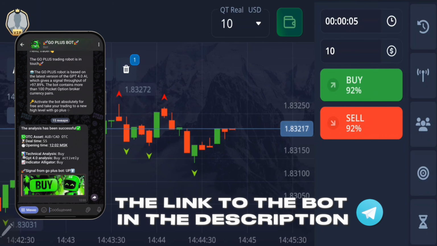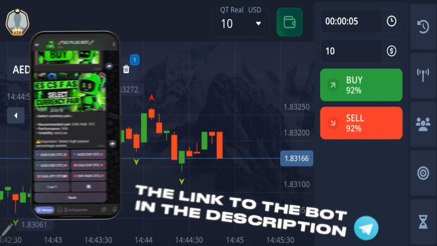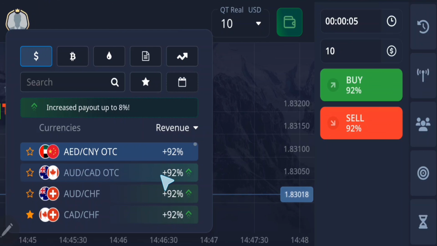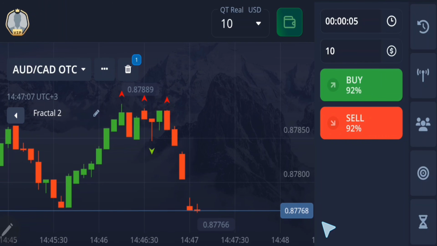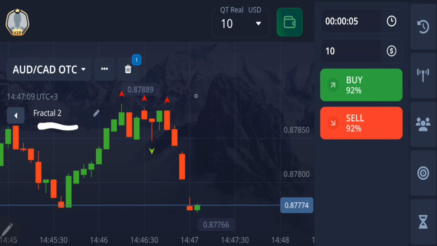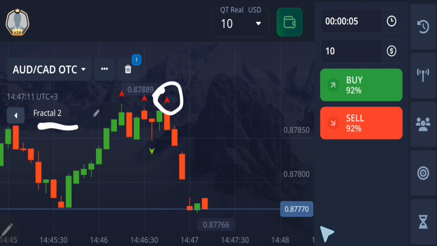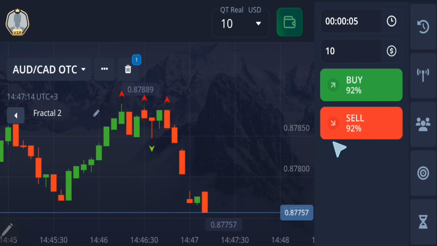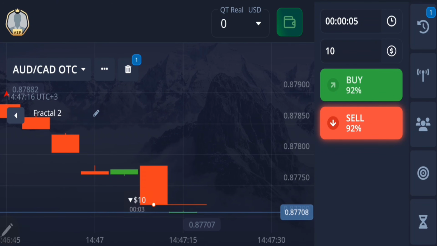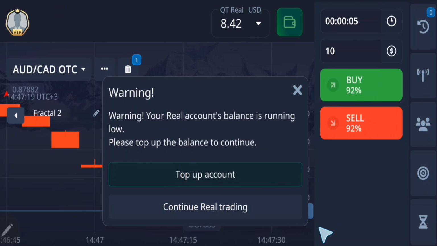Alrighty, so now I'm gonna pick any currency pair. So I'm gonna open this thing and let it be Australian dollar, Canadian dollar, OTC. Let's have a look at fractal indicator. I see that the red arrow just showed up, so I'm gonna buy a $10 put option. The expiration time is 5 seconds. 1 second, and the trade ends up with a profit.